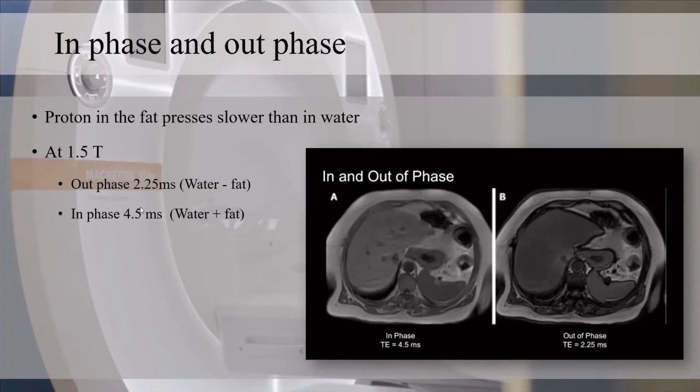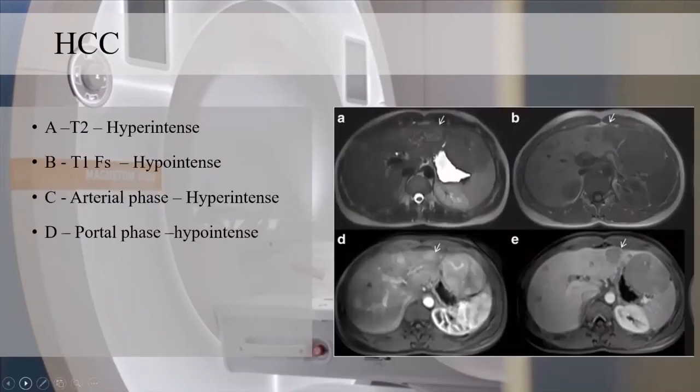The TE we are using is 2.25 milliseconds for the out of phase and 4.5 milliseconds for the in phase. Now we'll discuss some pathologies, starting with HCC, hepatocellular carcinoma.